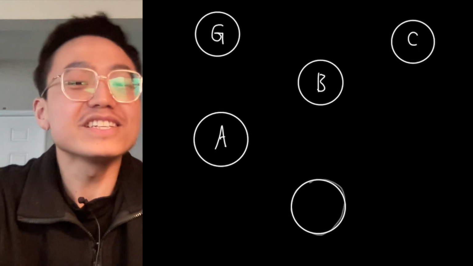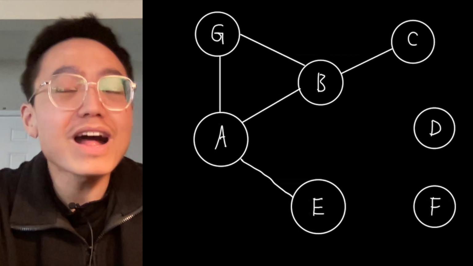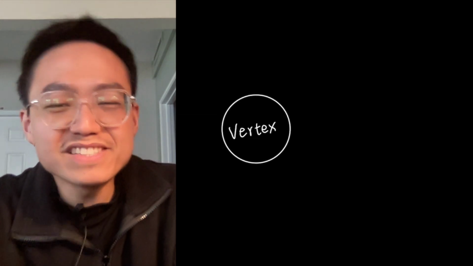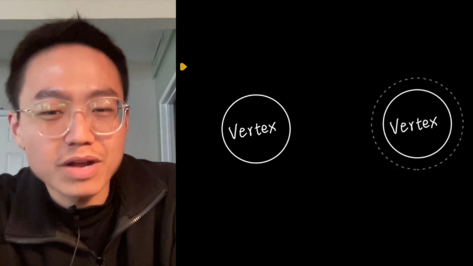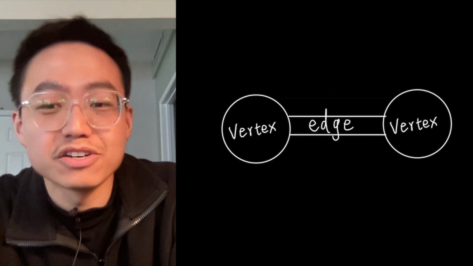A graph is a nonlinear data structure consisting of vertices and edges. There are a lot of terminologies to describe a graph, so let's talk about them. This node is a vertex. These nodes are the vertices of the graph. The connections between two vertices are the edges of the graph.